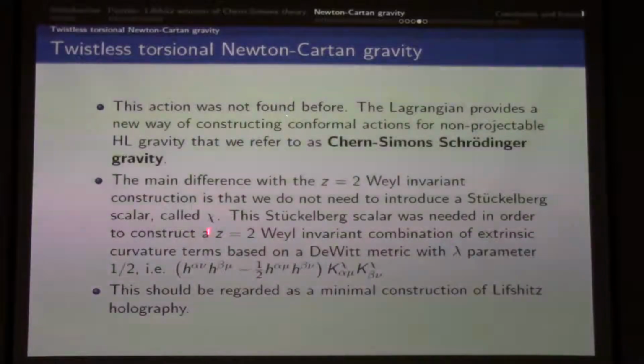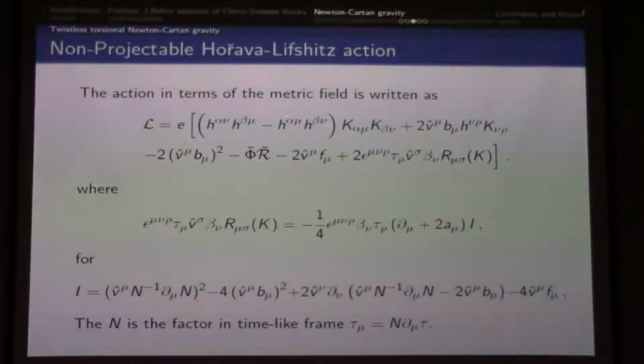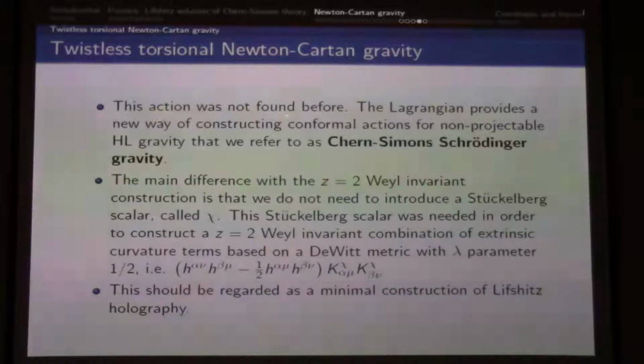And the second thing we are very interested in is that this is the action we purely build up from the gauge theory. But in the old knowledge about Lifshitz holography and the twistless torsional Newton-Cartan gravity, I have to introduce an extra Stueckelberg scalar so that I can lift the symmetry generated by N to a Stueckelberg symmetry, so that I can guarantee the local Galilean invariance and this N transformation invariance simultaneously. So the scalar must be there from the old knowledge of the holographic perspective, but it's not in this sense. So we want to say this might be the minimum construction of Lifshitz holography, because we only need a very small subset of input.